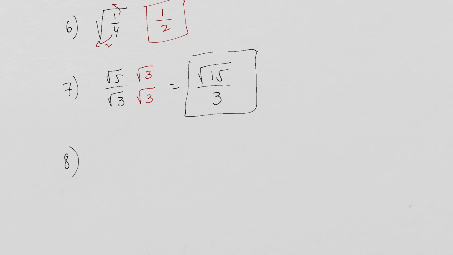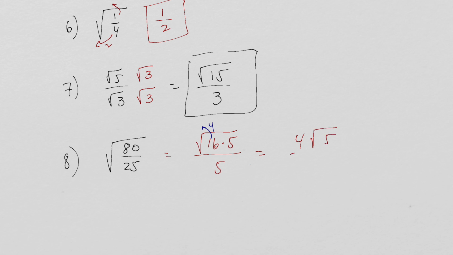Okay, number 8 is the square root of 80 over 25. Well, don't do anything to the bottom because we can take the bottom out just the way it is. That's going to become a 5. So this is going to be a 5 on the bottom. The top, 80 is not a perfect square, but 16 is. 16 times 5 is 80. And we can take out 16 by square rooting it and get a 4. So we're left with 4 on the outside, root 5, over 5.